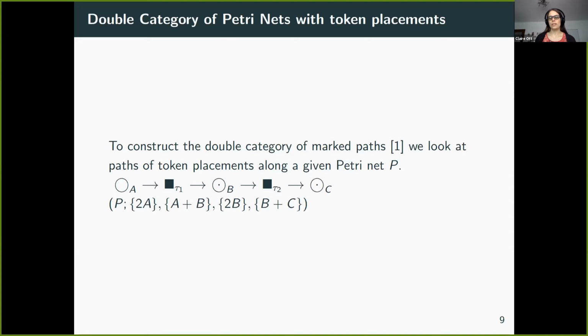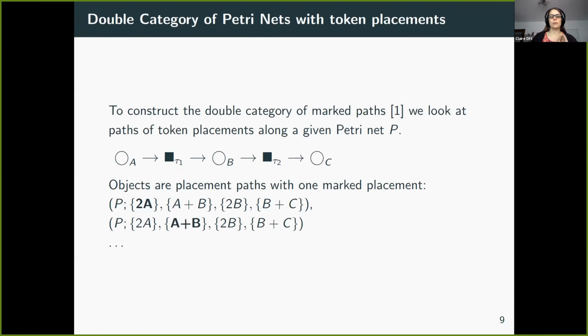So for our objects in our double category, we take marked paths. And by this, I mean we take one of those paths and we mark one specific token placement. So for example, for this path, we actually have 4 objects, one for each token placement marked. But we could also have different Petri nets, and for this Petri net, we can have different paths. And all of these give different objects in our double category.